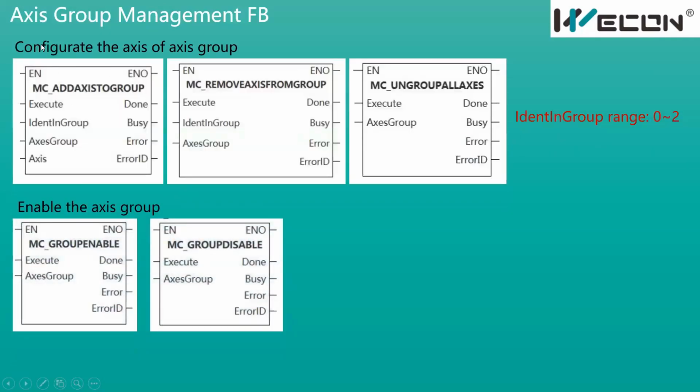And after configuring the axis, we need to enable the axis group. And before enabling the axis group, we need to enable the axis first, or disable the axis first if we want to disable this axis group.